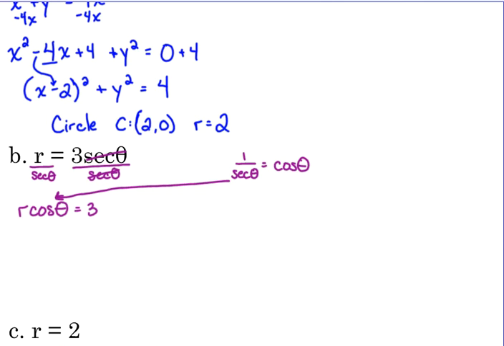R cosine of theta is equal to x. Our polar terms are gone. We just have an x and a constant, so we're in rectangular form. That is a vertical line at x equals 3.